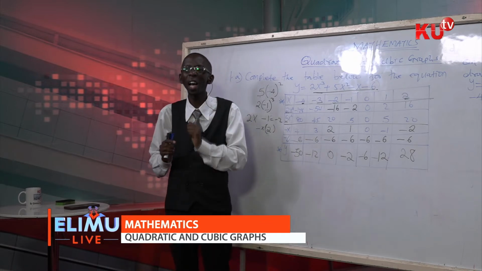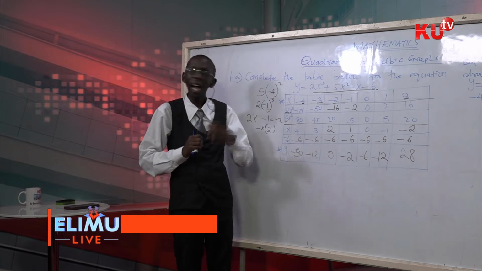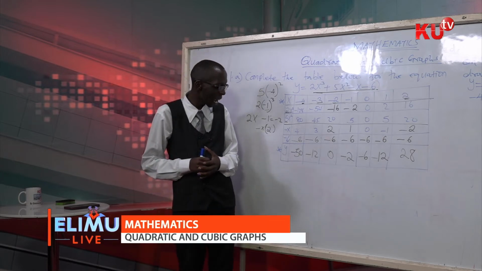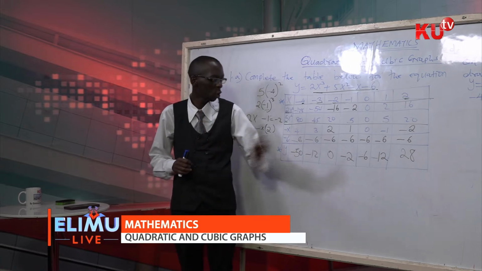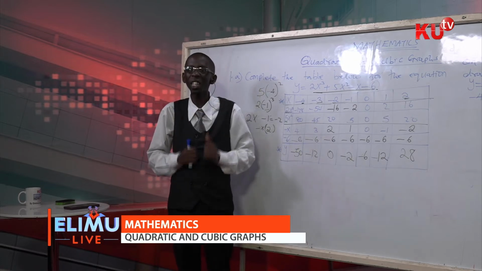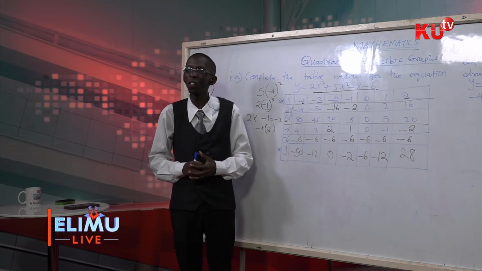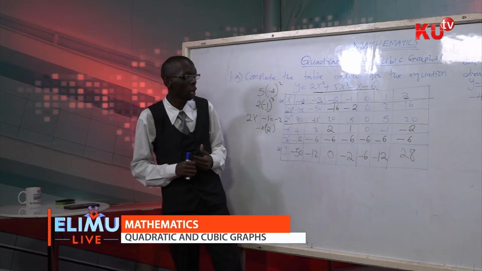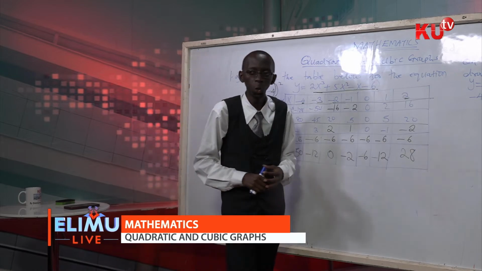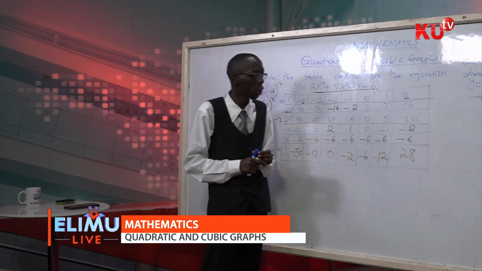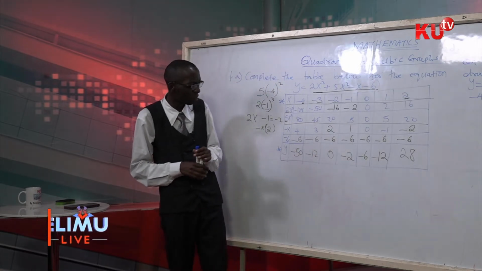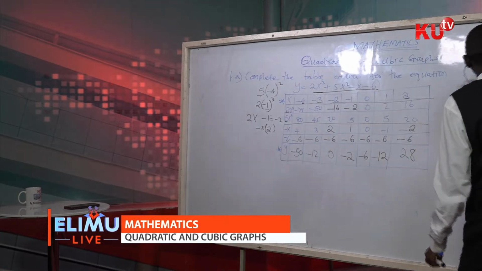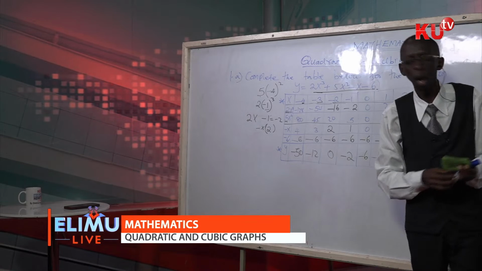Now, something else that is very important is when plotting your graph, you must choose a suitable scale. Look at the values of y in this particular graph. The values of y are negative 50 to 28. The highest negative value of y is negative 50. The highest positive value of y is 28. So you must be very keen when choosing the scale that you are going to use. So we are going to plot this graph as shown below.